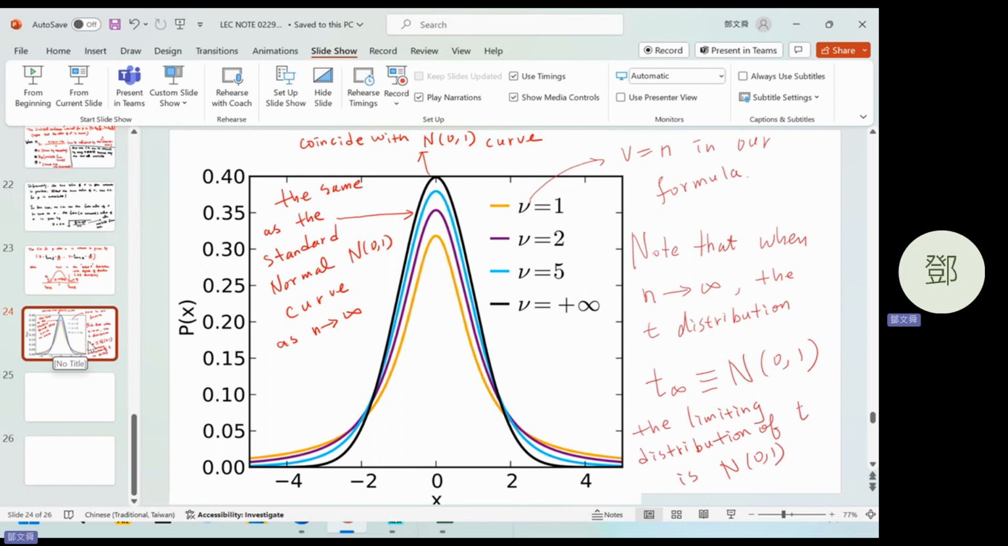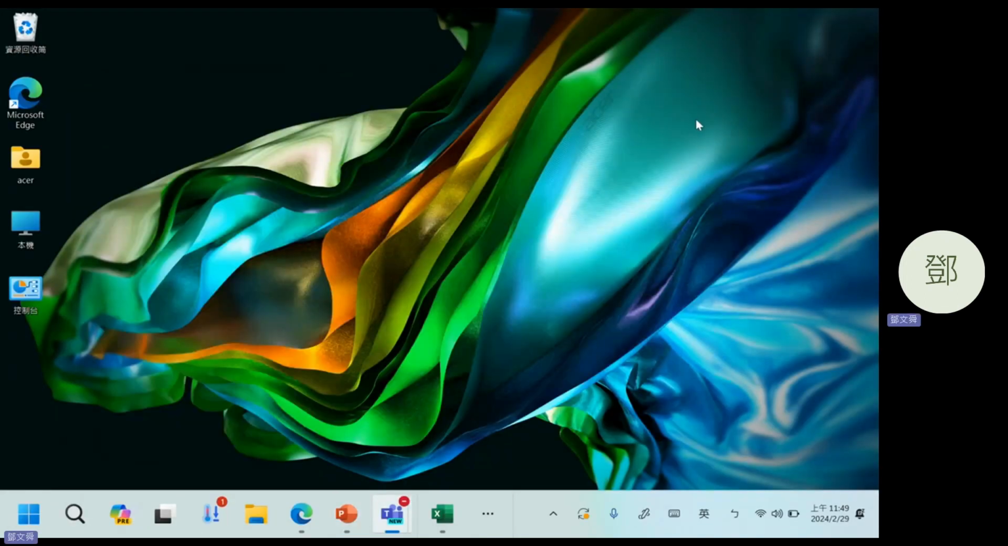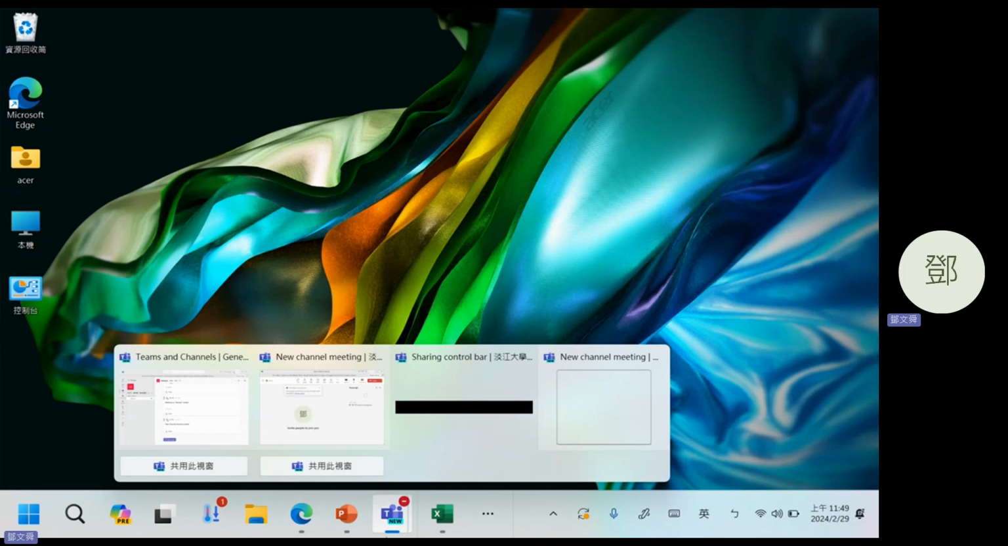Okay. Now let us summarize. To summarize, let's go to the table. Let me introduce more about the T distribution. Hey, T distribution and the normal distribution are relatives. Okay, they are closely related, or you can say they are cousins. All right.